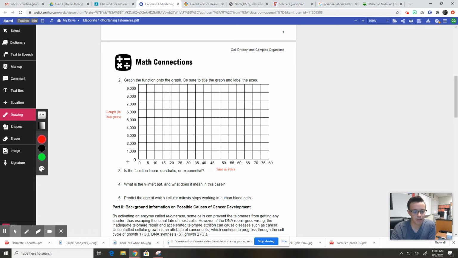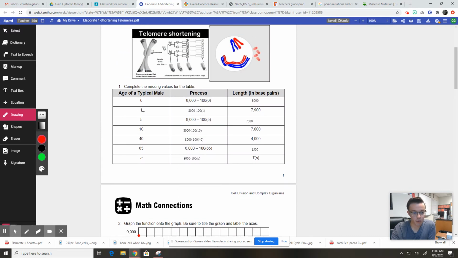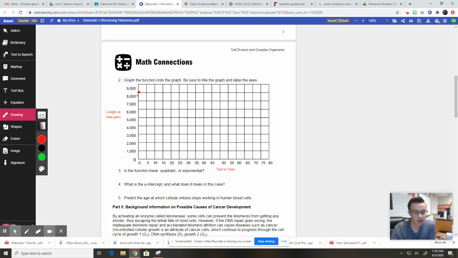And our first point, remember at 0 years up in our chart, we had 8,000. So there's our first point. You just click, there's a point. You can click and drag for a line. You can do all kinds of things with draw. All right, so our next point was at 1 year for the male, 7,900 base pairs. So at 1 year, which is about here, we're at 7,900, which is barely below. We're going to go right there.